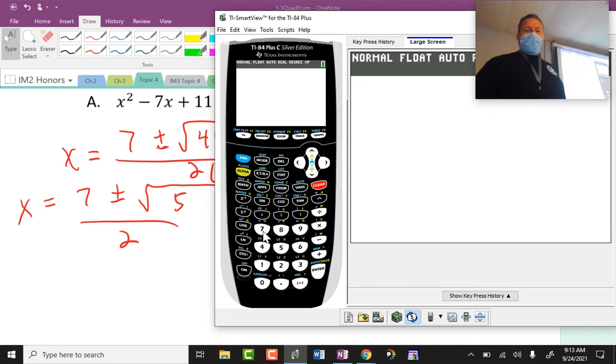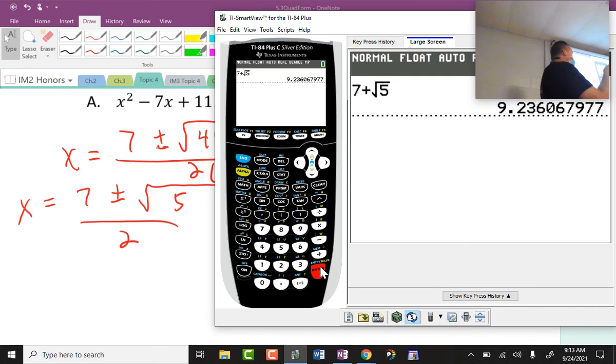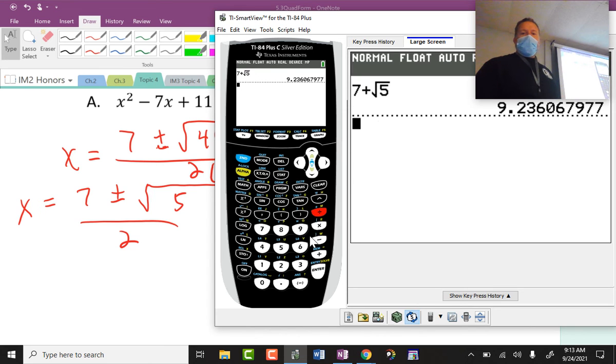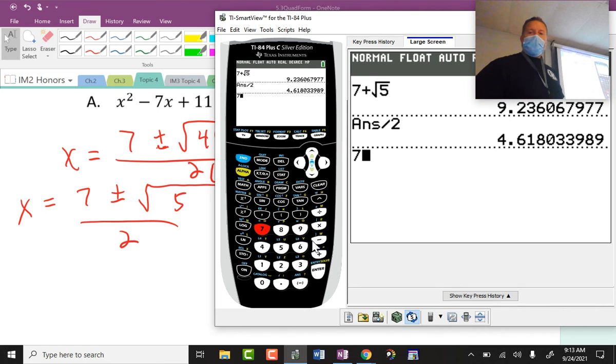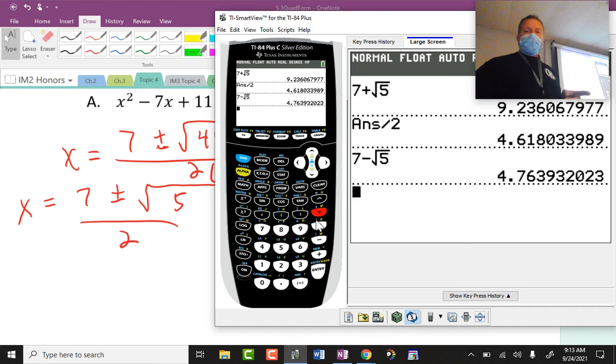I'm going to take 7 plus root 5. Wait, Mr. Samuelis, you didn't do parentheses, which you're supposed to. I'm going to press enter right now. I'm going to get the numerator done and then divide by 2. And I do this now forever because it is faster. And then I could take 7 minus root 5. I don't have to do any other extraneous buttons. I don't have to be searching for anything. Just know that I press enter and then divide by 2.